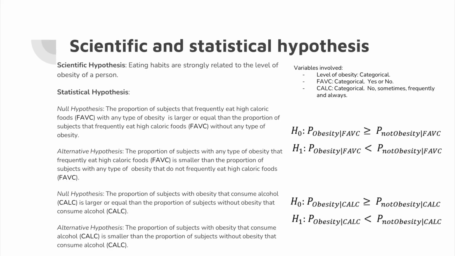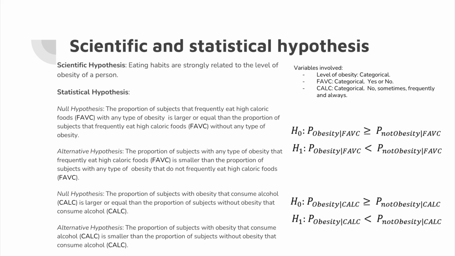Our second scientific hypothesis states that eating habits are strongly related to the level of obesity of a person. Then we propose two statistical hypotheses. The first one states with its null hypothesis that the proportion of subjects that frequently eat high-caloric foods with any type of obesity is larger or equal than the proportion of subjects that frequently eat high-caloric foods without any type of obesity. Its alternative hypothesis states that the proportion of subjects with any type of obesity that frequently eat high-caloric foods is smaller than the proportion of subjects with any type of obesity that do not frequently eat high-caloric foods.